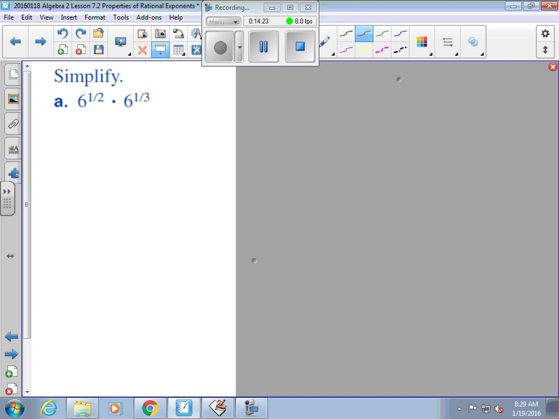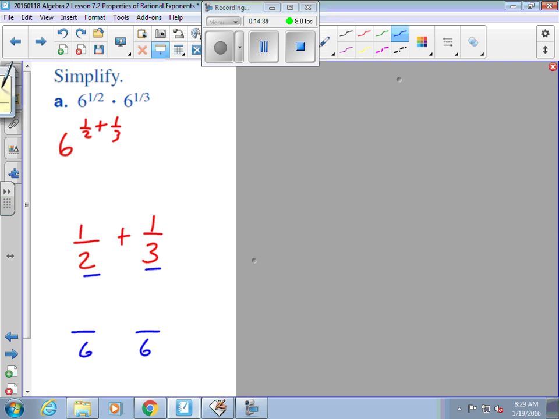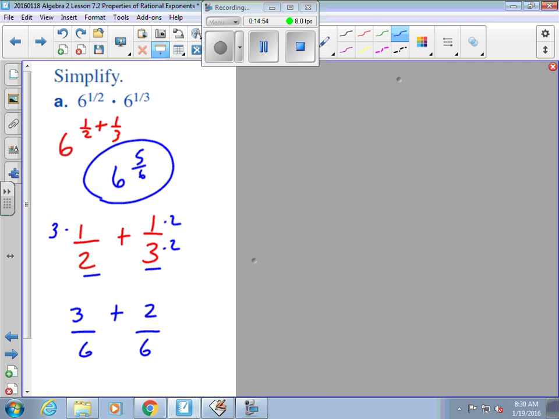You're multiplying the same bases, 6 and 6, so you add the exponents. 6 to the 1/2 plus 1/3. Again, remember, anytime you add fractions, you have to have like denominators. The smallest number these both go into is 6. So 2 has to multiply by 3, so does this one, giving 3 over 6. 3 has to multiply by 2, so does this one. So you have 3 plus 2, which is 6 to the 5/6. That's what that one simplifies to. 6 to the 5 over 6.